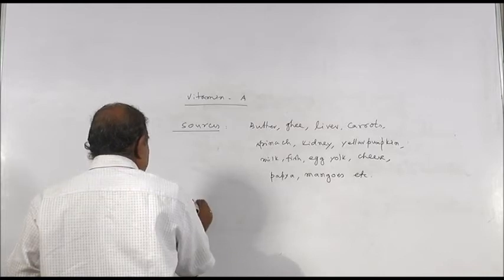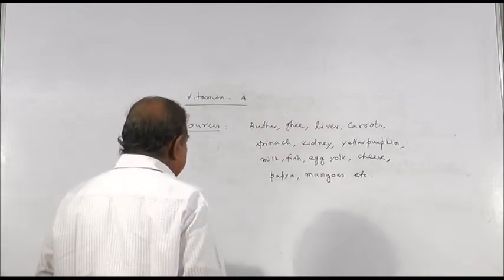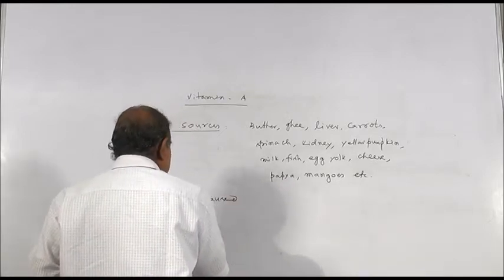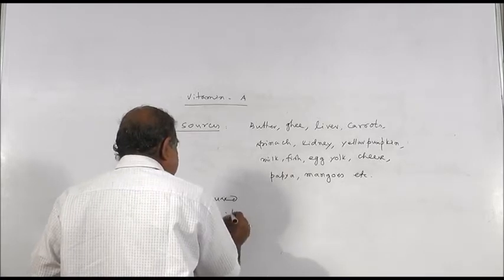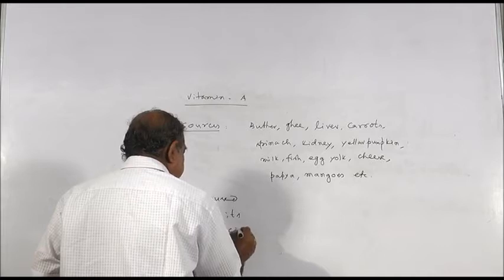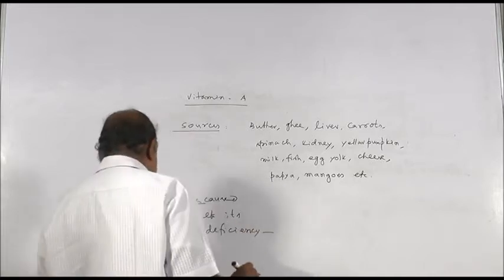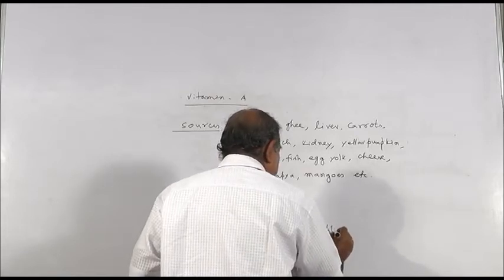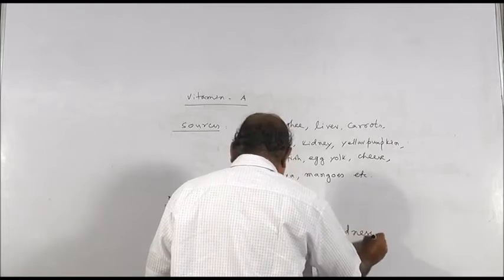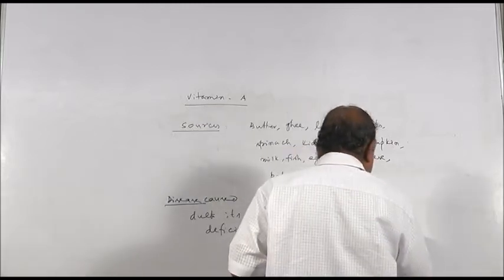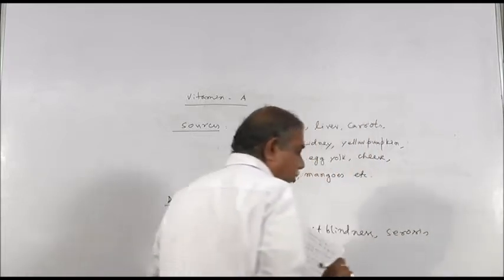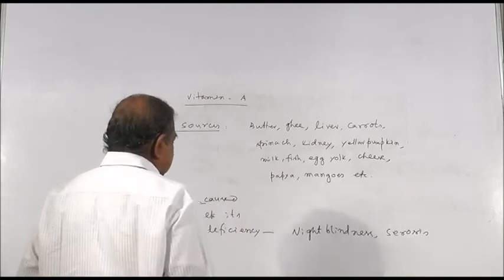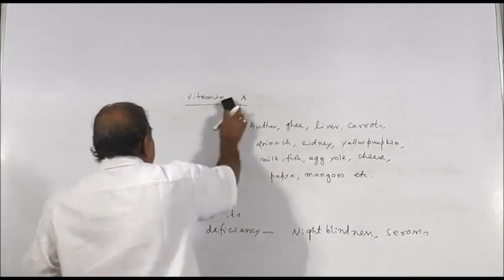Disease caused due to its deficiency is night blindness and cirrhosis. So, a short note sometimes asks for 2 marks: what are the sources of vitamin A and what disease is caused due to its deficiency.